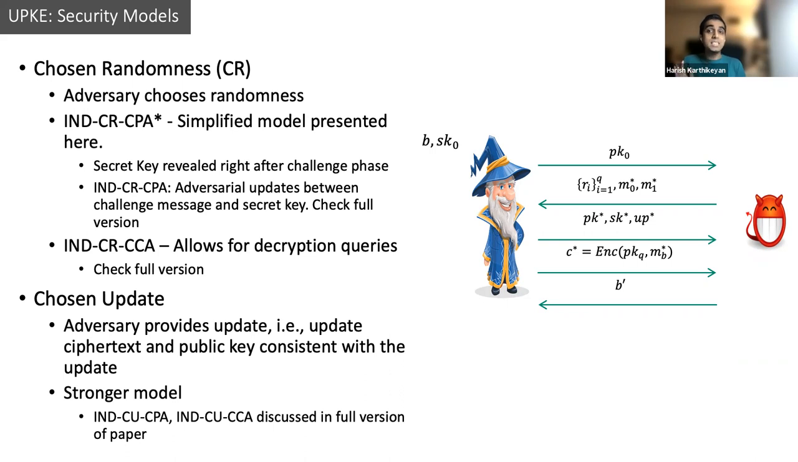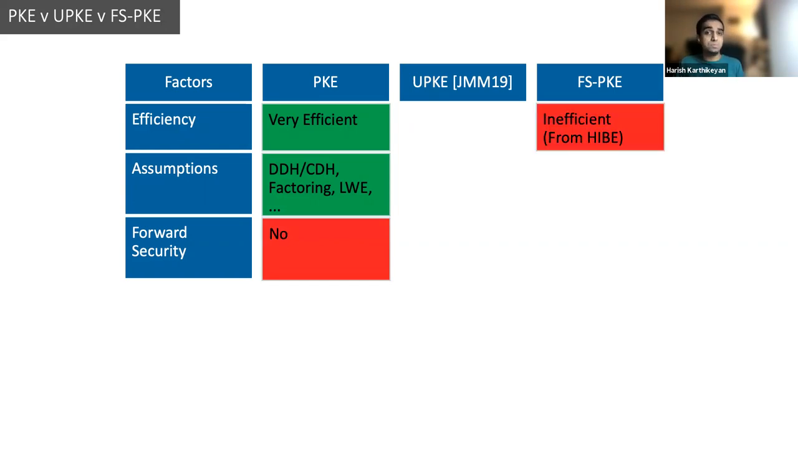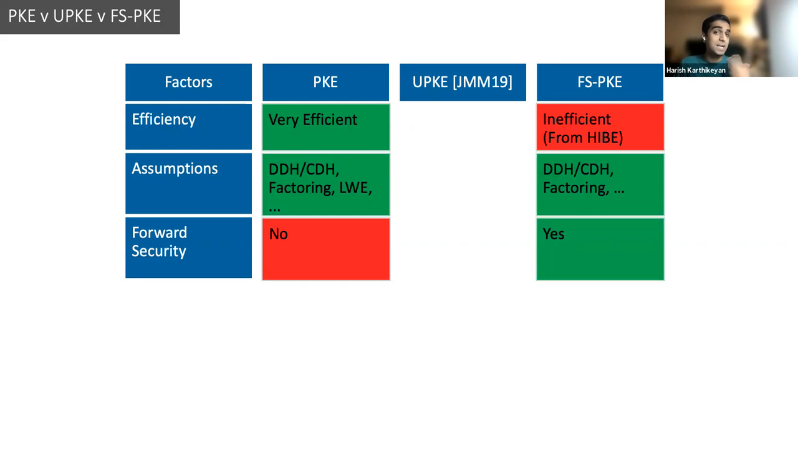Okay. So let us look at where UPKE stands between public key and forward secure public key encryption. Just a quick comparison in a very zoomed out manner. We will compare along three axes: the efficiency, the assumptions, and the forward security. PKE is very efficient. You have a whole bunch of assumptions: DDH, CDH, factoring, LWE. And by definition, it's clearly not forward secure. Whereas FSPKE, on the other hand, is inefficient because all the constructions are from HIBE. Now, as more and more HIBE constructions were built, there were consequently more and more FSPKE constructions from a wide swath of assumptions. And by definition, this is forward secure.